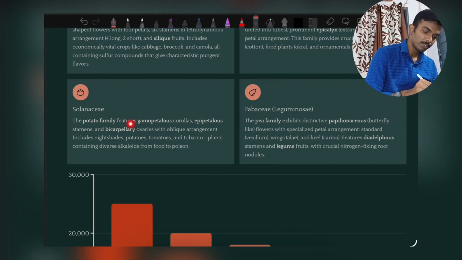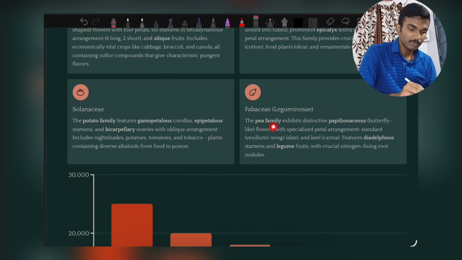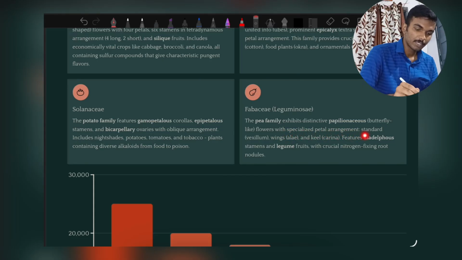Solanaceae, the potato family, features gamopetalous corollas, epipetalous stamens, and bicarpellary ovaries with oblique arrangement, and includes nightshades, potatoes, tomatoes, and tobacco plants containing diverse alkaloids from food to poison. Fabaceae, or Leguminosae, the pea family, exhibits distinctive papilionaceous, butterfly-like flowers with petals arranged as standard (vexillum), wings (alae), and keel (carina). Features diadelphous stamens and legume fruits with crucial nitrogen-fixing root nodules.